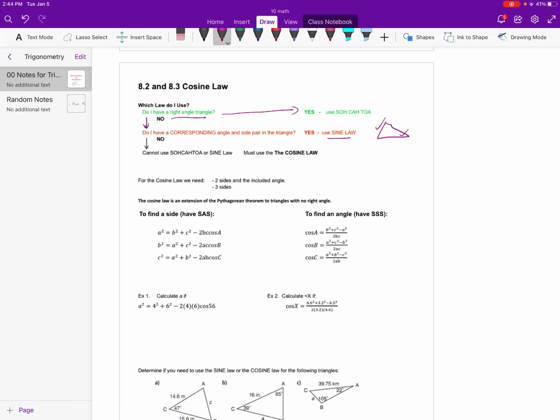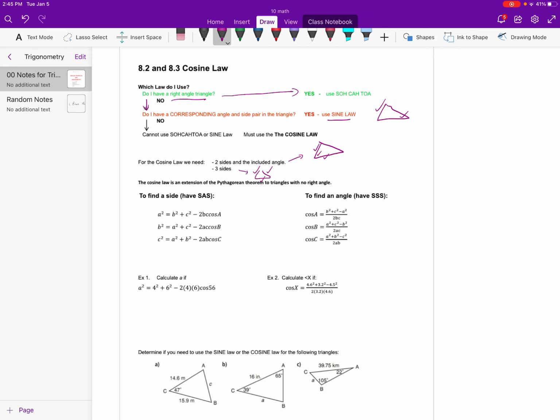Really, cosine law is an extension of the Pythagorean theorem. For the cosine law, what we will need is two sides and the included angle. So when we talk about two sides and an included angle, we are talking about the angle in between them. And we will use the cosine law when we have three given sides. So if we have a triangle with all three sides given, then we can solve the triangle. So if we have SAS, we can solve for the opposite side, the side opposite the angle.